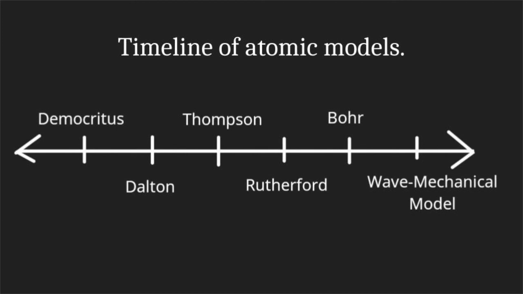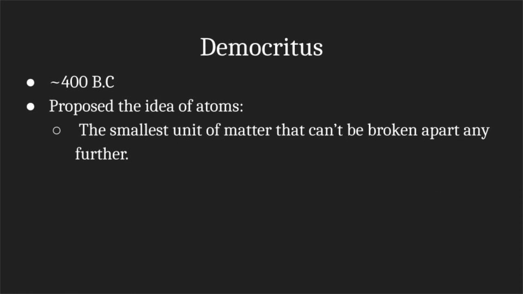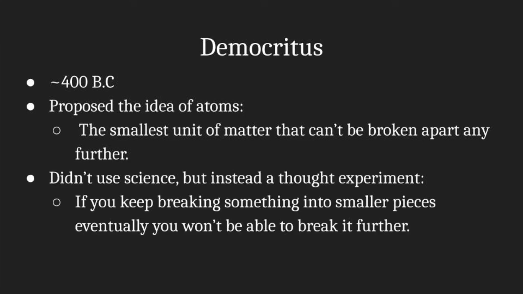Now, to start with the history of atomic models, we have to go all the way back to ancient Greece. In approximately 400 BC, Democritus proposed the idea of atoms, with an atom being the smallest unit of matter that can't be broken apart any further. Democritus didn't really use science, but instead used a thought experiment: if you were to keep breaking something, eventually you would get down to pieces so small you couldn't break them apart anymore. Democritus called these things that you can't break up any further atoms, because atomos in Greek means indivisible.